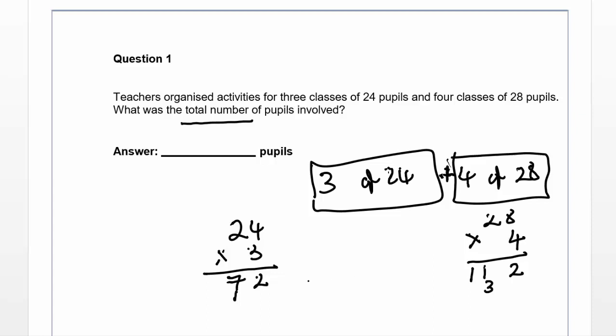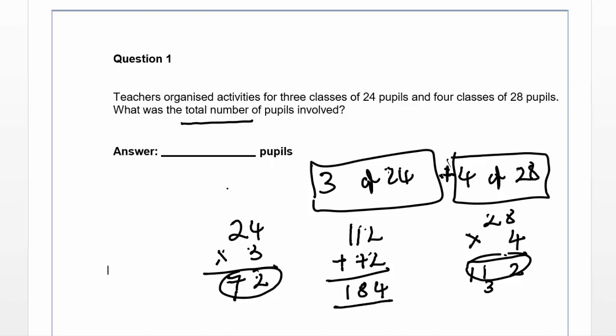Okay, now we're going to take this answer here and this answer here, and we're going to add them together. So I'm going to do 112 add 72. So 2 add 2 is 4, 7 add 1 is 8, and 1 add nothing is 1. So you're going to end up with 184 pupils. That is how many pupils were involved in the activity that the teacher organised.